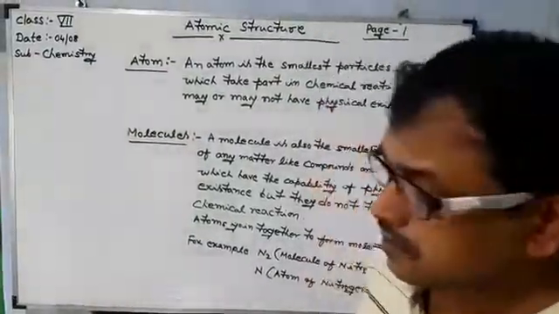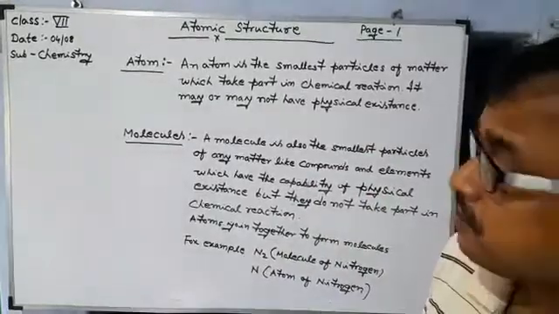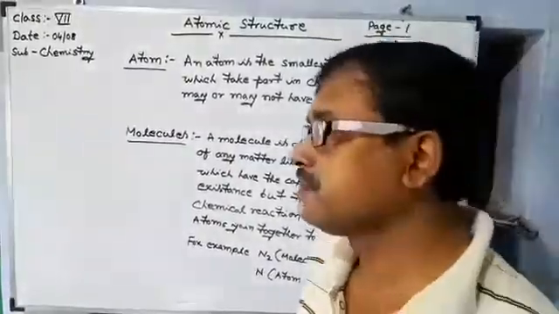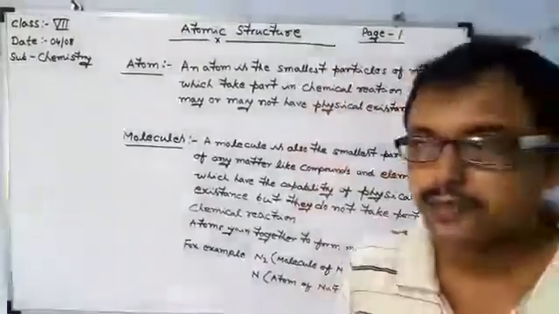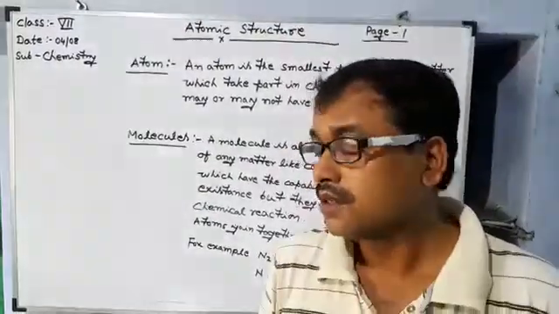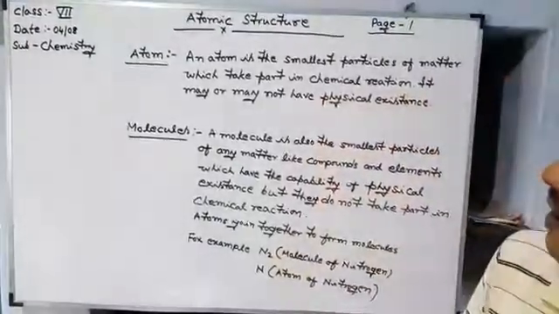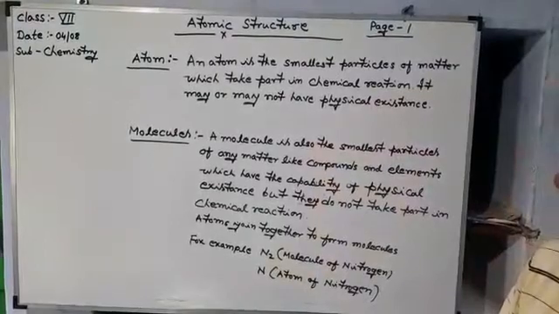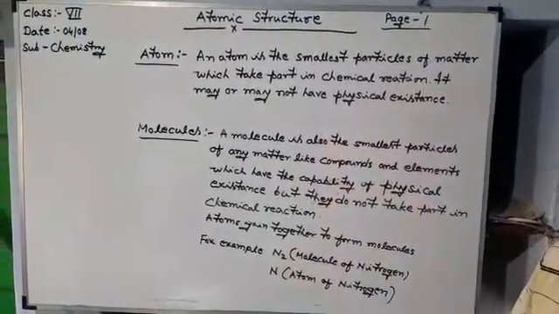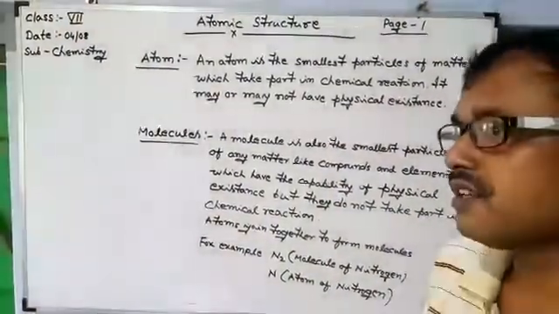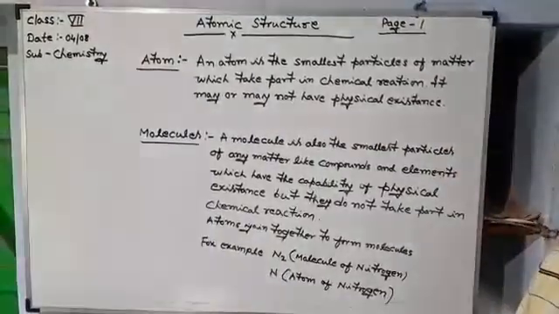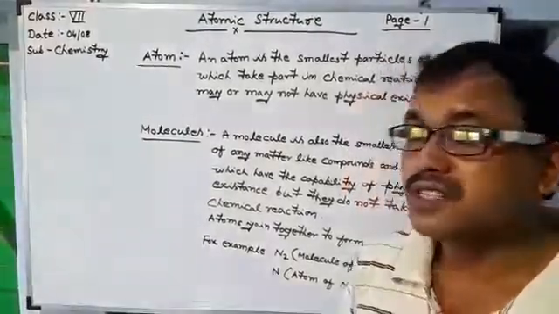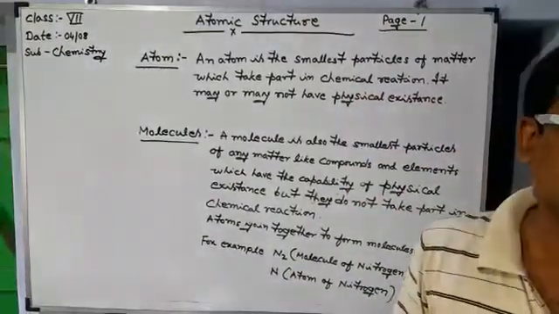In our previous video, we already discussed the atom. Now, atom is an English word which comes from the Latin word atomus, which means indivisible particles. But it can be defined as: an atom is the smallest particle of matter which takes part in chemical reactions, but it may or may not have physical existence. That means not all atoms have the capability of physical existence in nature.